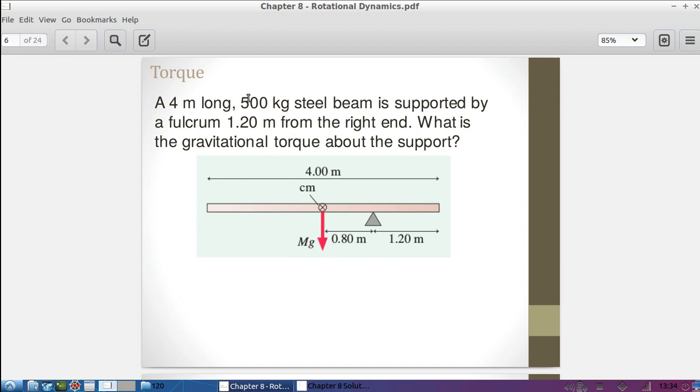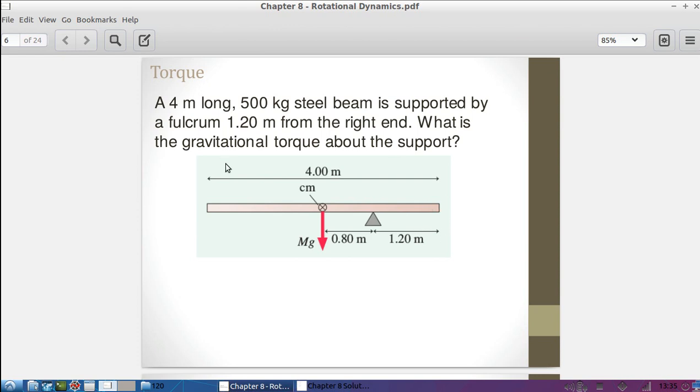So in this problem we have a mass. We know how long the beam is. We know the beam is 4 meters long. And we know how far from the right side the fulcrum is applying its force. There's a supporting force, a contact force that the fulcrum is applying on the beam, and that's 1.2 meters from the right side.